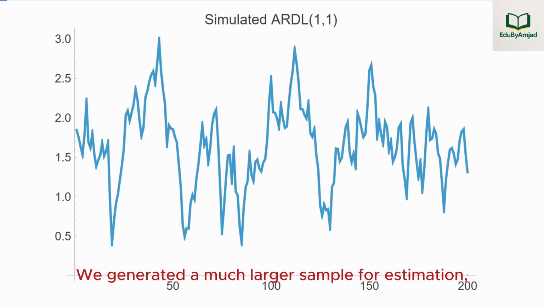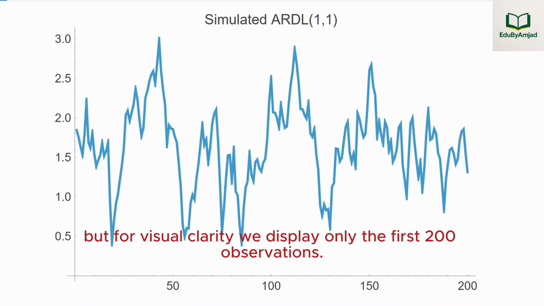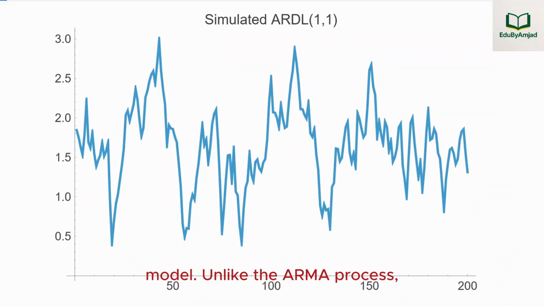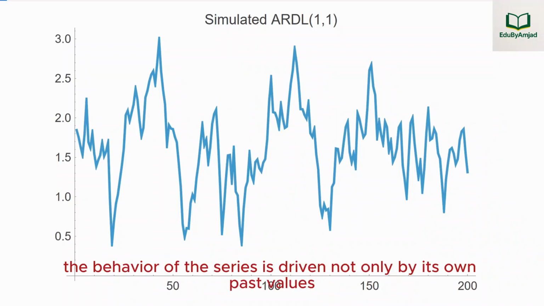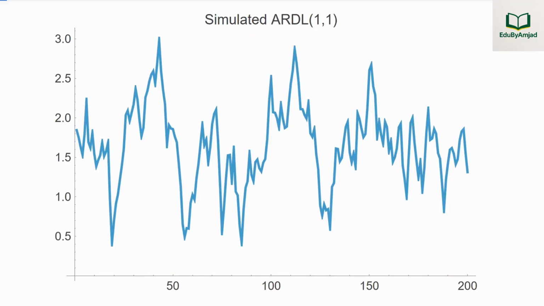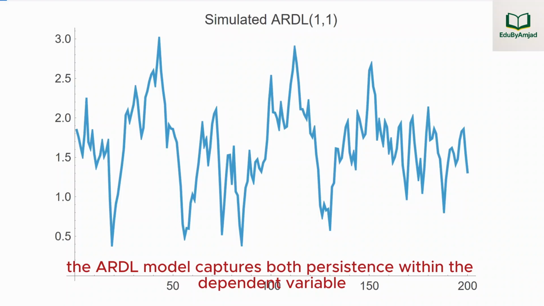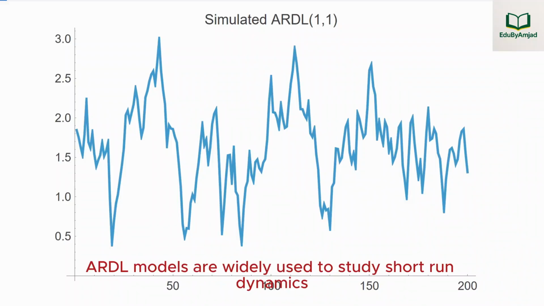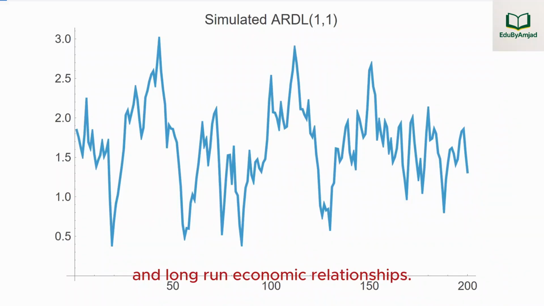We generated a much larger sample for estimation, but for visual clarity we display only the first 200 observations. This graph shows the dependent variable generated from the ARDL11 model. Unlike the ARMA process, the behavior of the series is driven not only by its own past values but also by the current and lagged values of the explanatory variable. As a result, the ARDL model captures both persistence within the dependent variable and the dynamic influence of external economic factors. This is precisely why ARDL models are widely used to study short-run dynamics and long-run economic relationships.